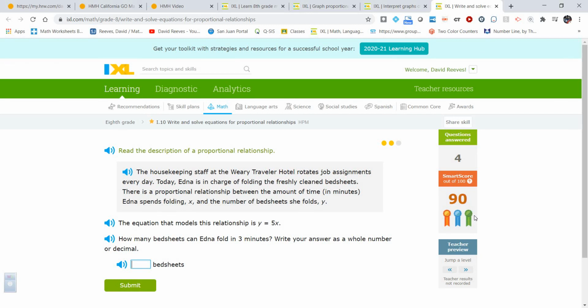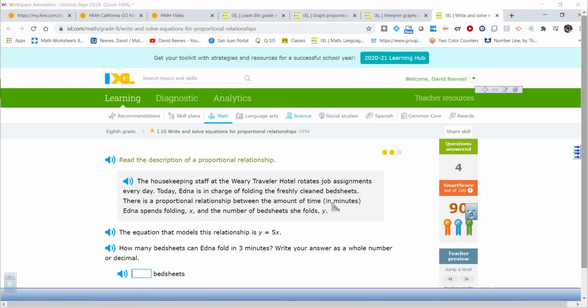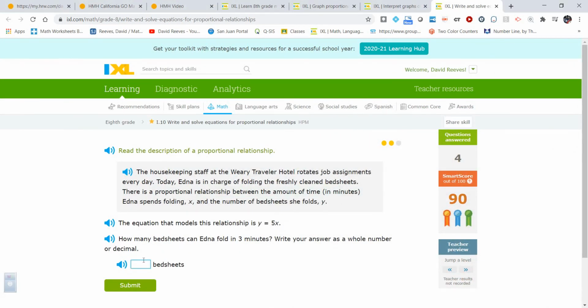All right. The equation that models this relationship is 5x. How many bed sheets can Edna fold in 3 minutes? Okay. Well, the amount of time in minutes she spends folding is x, so x is equal to 3. Am I misreading this? Isn't this just more of the same thing? So the answer is simply 15 bed sheets, right? The number of bed sheets that she folds, y, is 5 times the number of minutes, so it's simply 15. All right, well, I guess it's not going to get any harder than that.